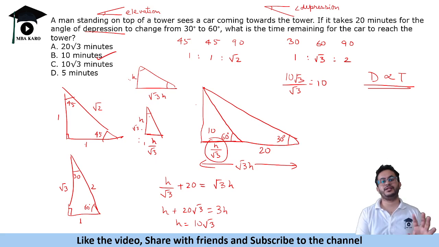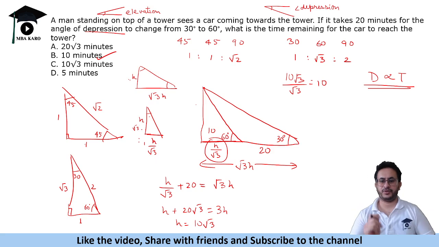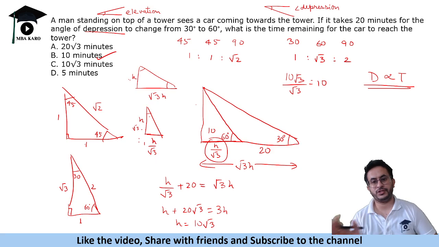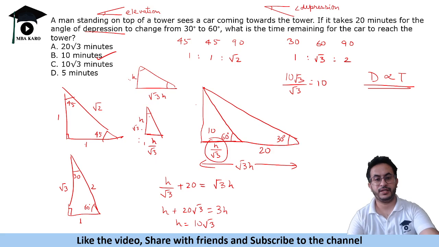Okay, so it's all about these trigonometric ratios. You do not need to use sine, tan, cos, etc. Just understand the ratio of sides is 1 ratio root 3 ratio 2 in the case of 30, 60, 90 and 1, 1, root 2 in the case of 45, 45, 90 triangles.